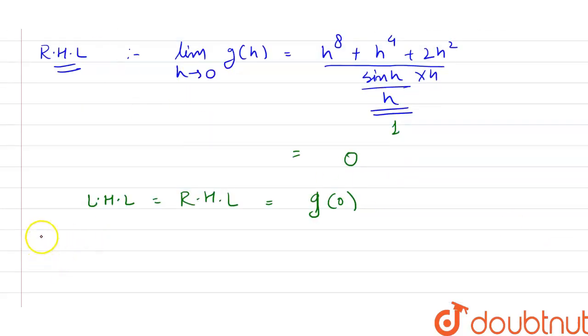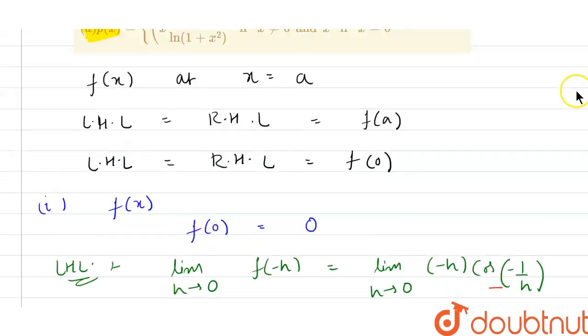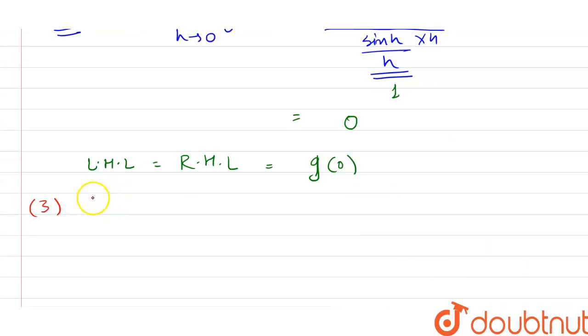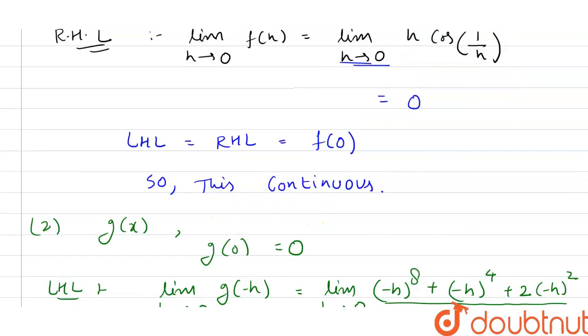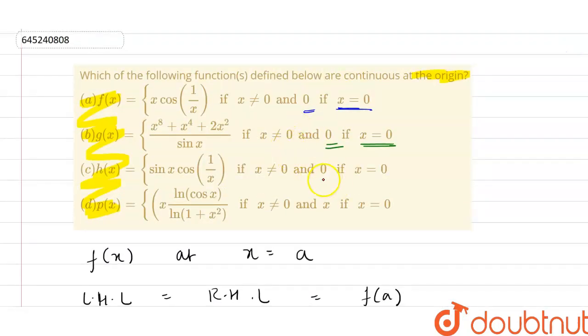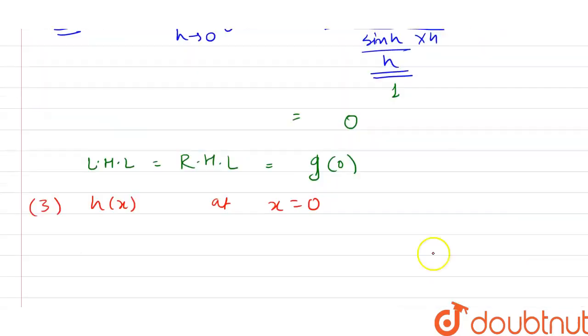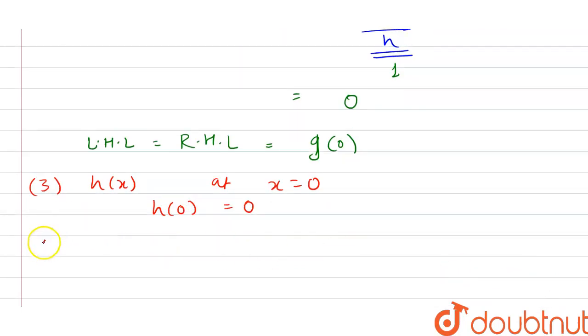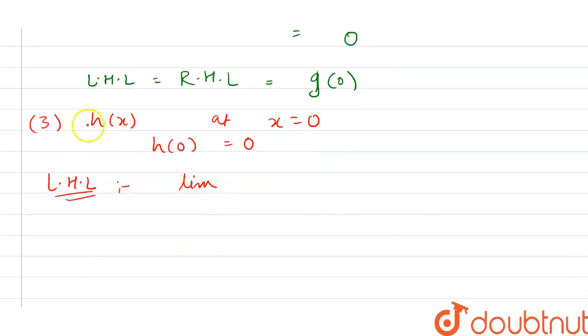Now we solve the third part, h(x) at x equal to 0. h(0) is equal to 0. Now if we find the left hand limit, we take another variable, because we already have the h variable, so we take t. The left hand limit is the limit as t tends to 0 of h(-t).